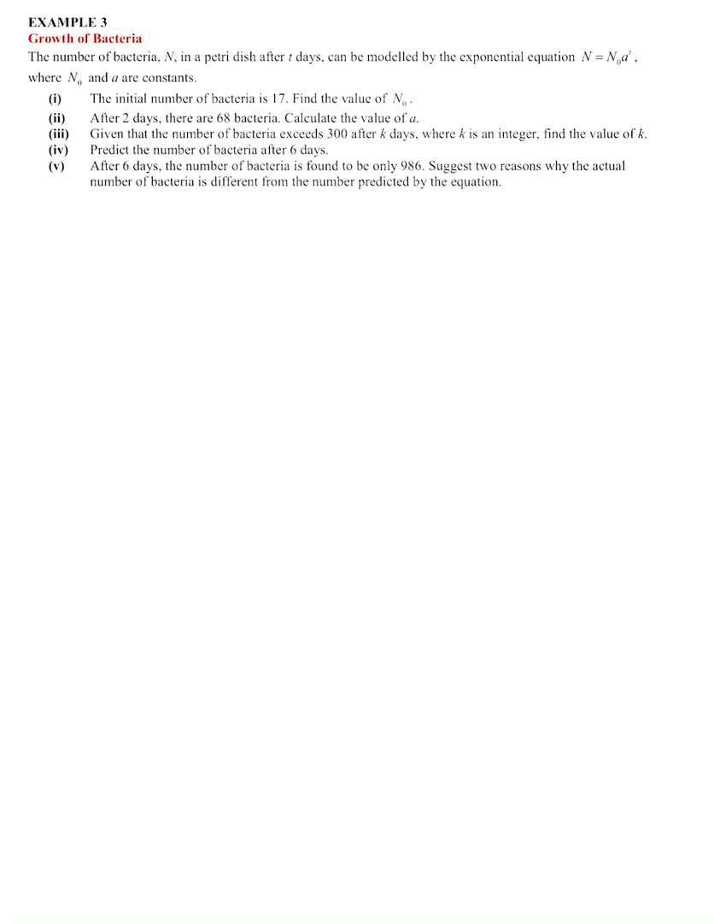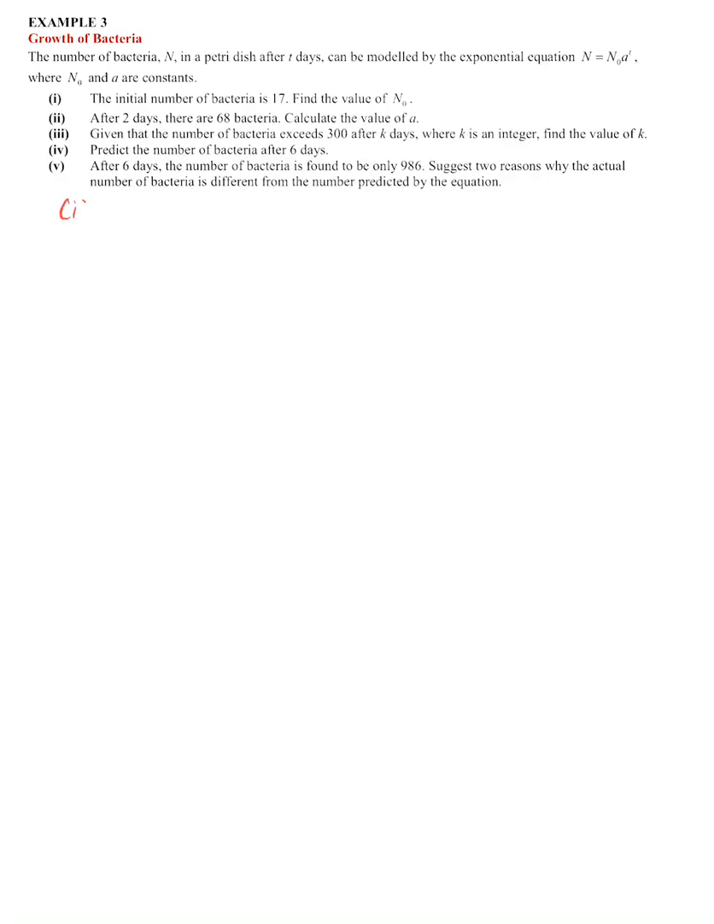Okay, example 3, growth of bacteria. The number of bacteria n in a petri dish after t days can be modeled by the exponential equation n equals n0 a power t, where n0 and a are constants. Find the initial number of bacteria is 17. Find the value of n0.